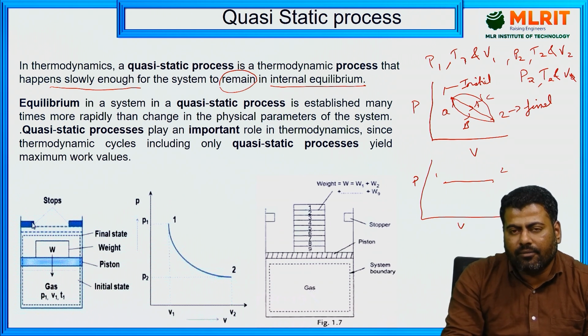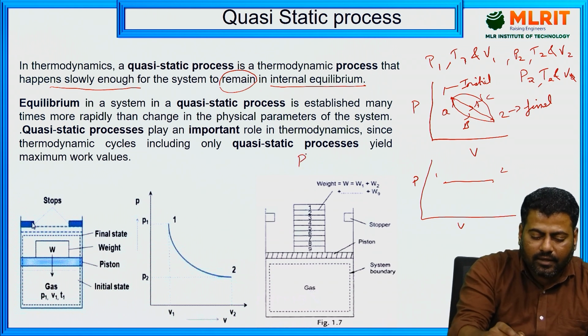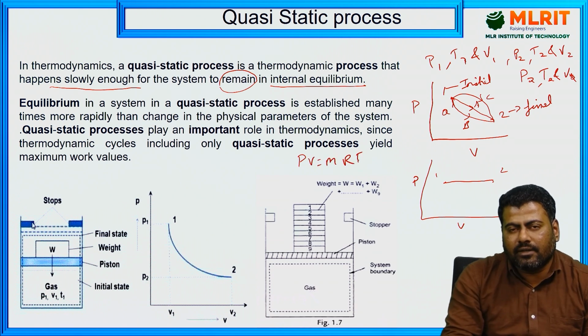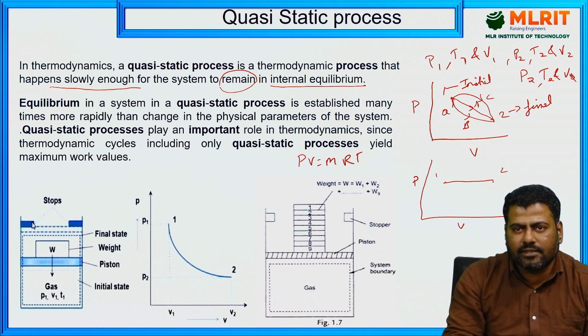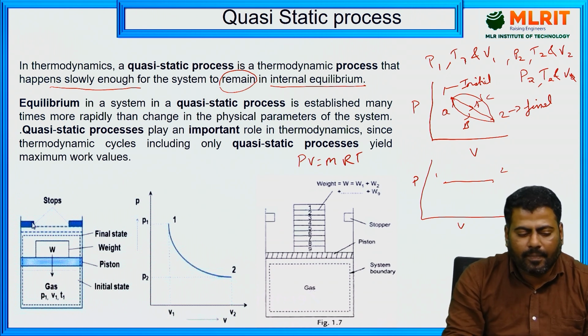We can find these in a mathematical way, with the governing equation PV equals mRT, the ideal gas equation. With respect to this, I can work out the mathematical governing equations. This is the purpose of the quasi-static process: how to carry out this process and how to find the intermediate states. So we'll go with an example. See, listen here.